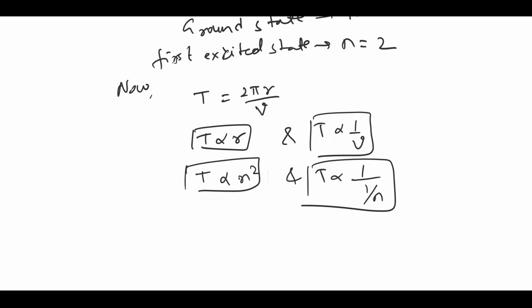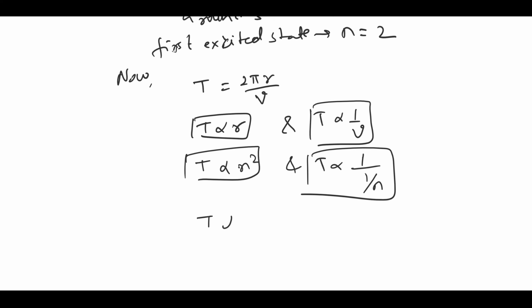If we combine these two, T is proportional to n square divided by 1 by n. From here, we get that T is proportional to n cube.